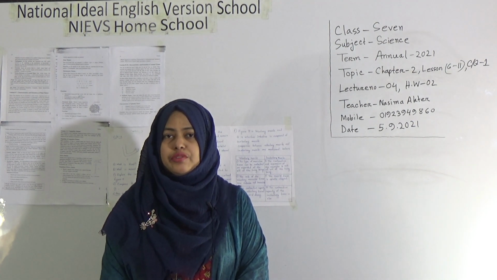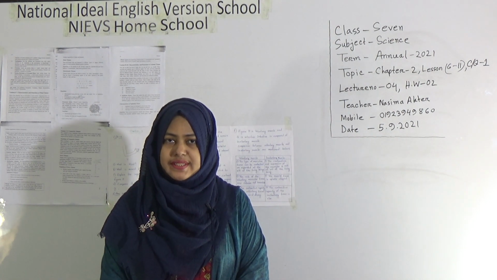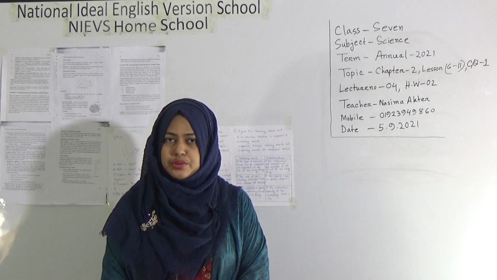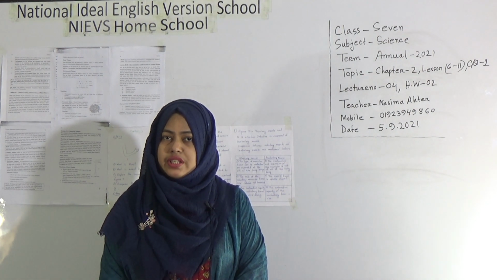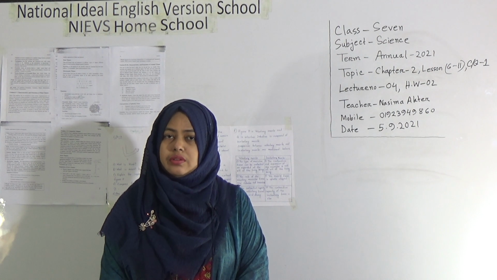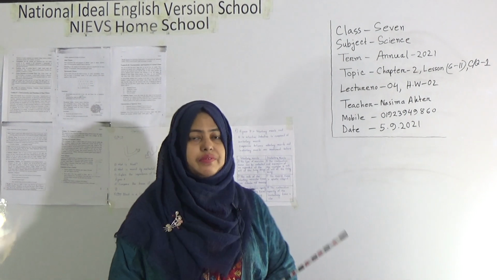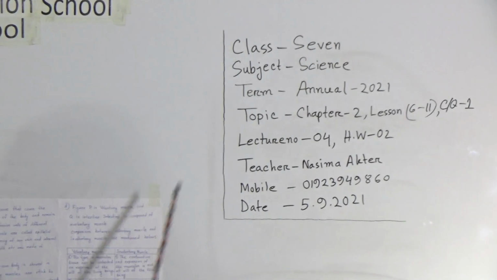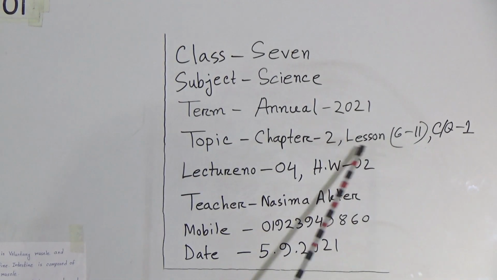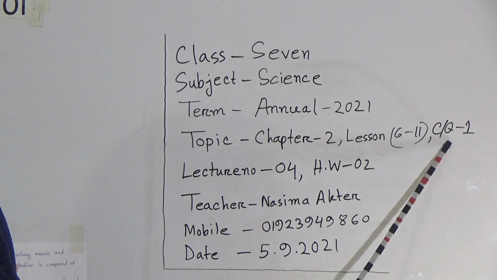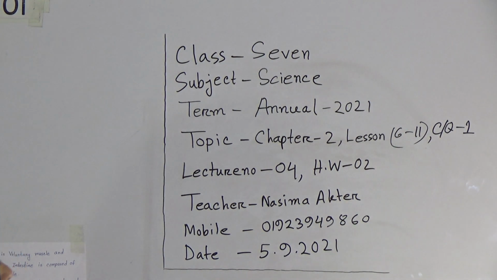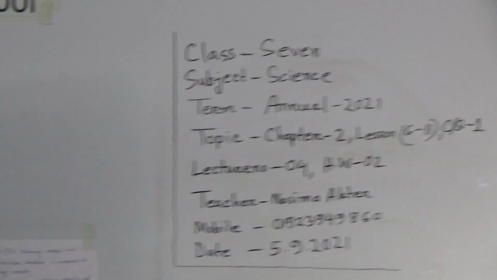Dear students, today I am going to take a science class for class 7 students. Our today's topic is chapter 2. Today we will read lesson 6 to 11 and today we will also do creative question number 1. Students, let's see today's topic from here. Our today's topic is chapter 2, lesson 6 to 11 and creative question answer number 1. And today's lecture number is 4 and HW number is 2. So dear students, let's begin the class.